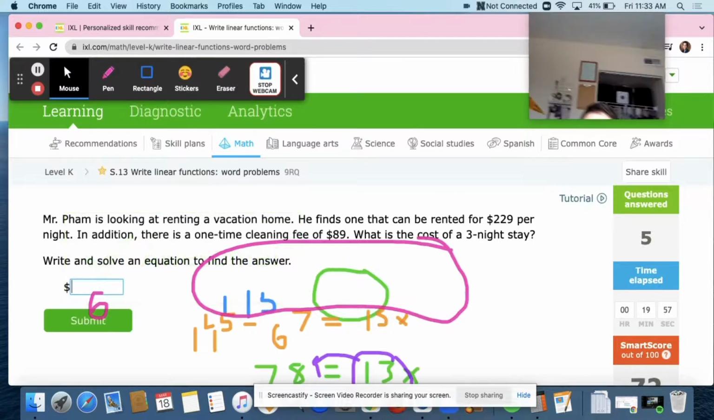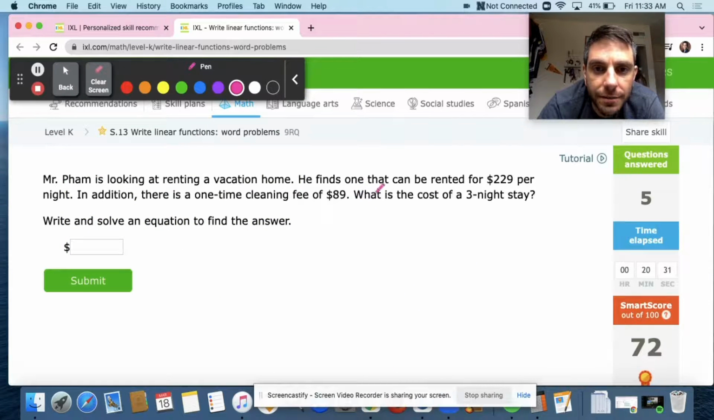All right. So he finds that a car can be rented for $229 per night. That's a rate. So I already know that the Y stands for money or total cost, and that nights, the number of nights he's renting, is the meaning of the letter X. I already know that based on this word per. In addition, there's a one-time cleaning fee of $89. What is the cost of a 3-night stay?